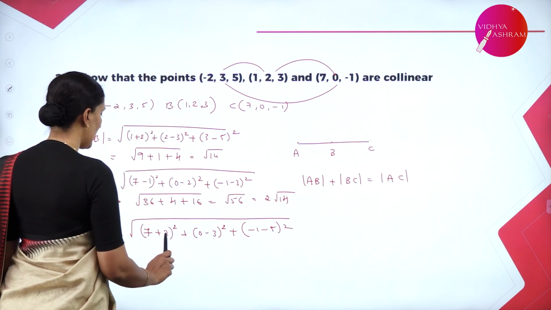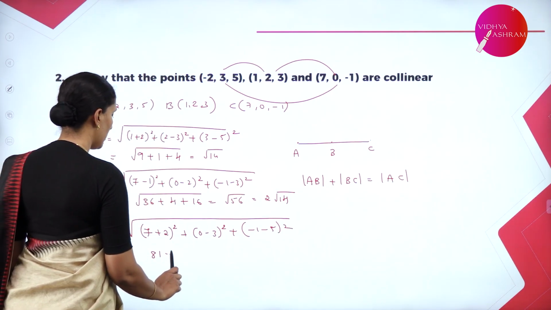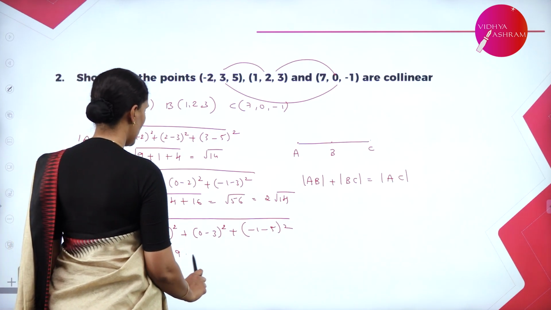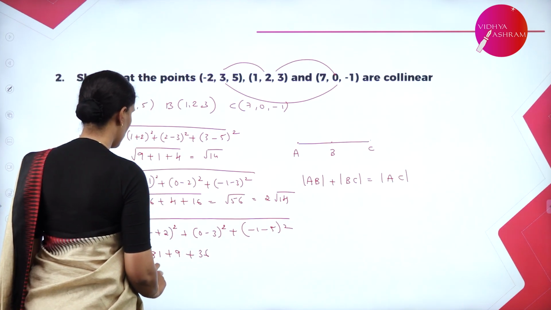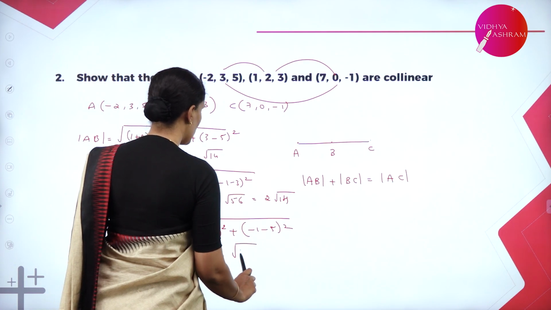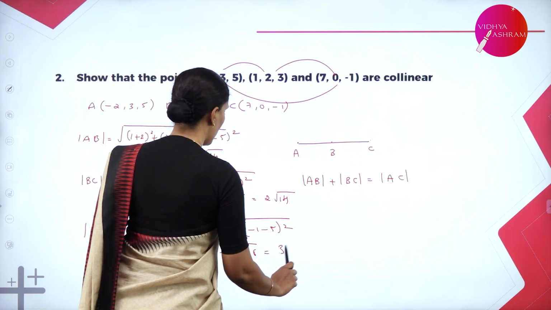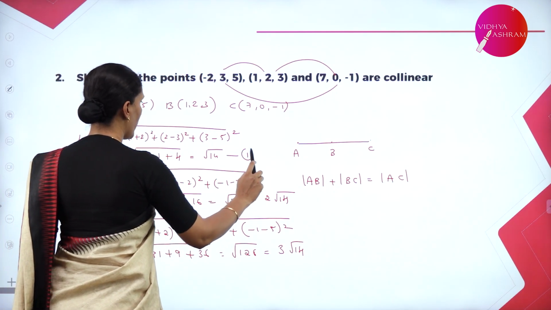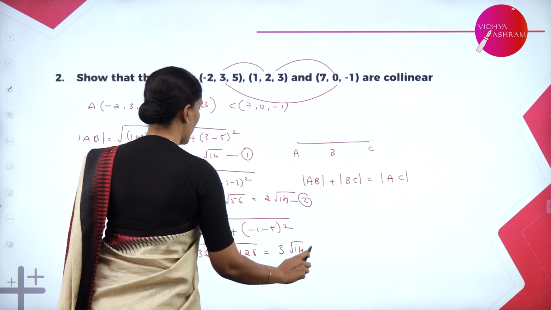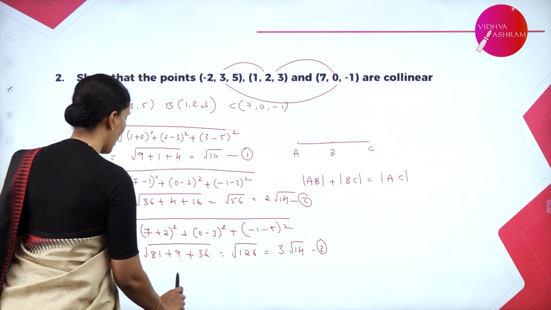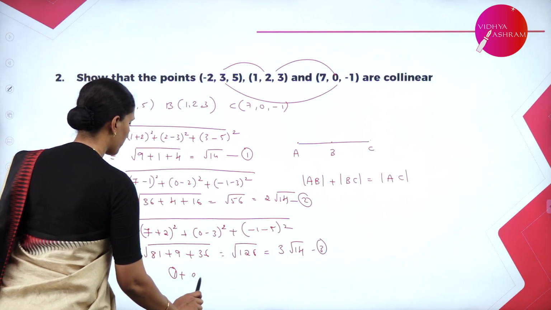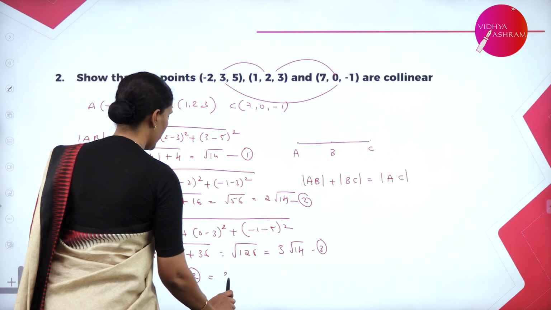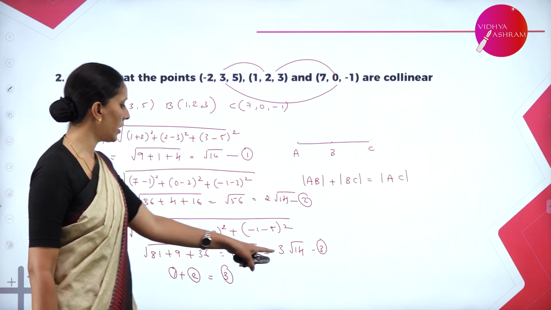So here 9 square is 81, 3 square is 9, 6 square is 36. So which is root 126, which can be written as 3 root 14. So clearly, if you consider these as equation 1, equation 2 and equation 3, if you add 1 plus 2, this is equal to equation 3. That is the value 3 root 14.